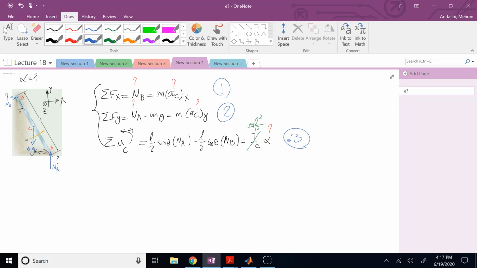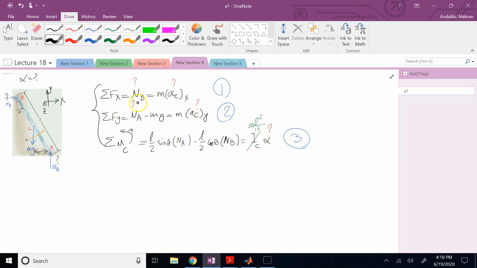So I have 3 equations, 5 unknowns, and I don't have any more kinetics equations. Kinetics is a dead end. What should I do? If you remember from one of my previous lectures, I mentioned that whenever kinetics is a dead end, you resort to kinematics. What do I mean? It means try to find ACX and ACY from kinematics for this object, or at least relate them to other unknowns of the problem.